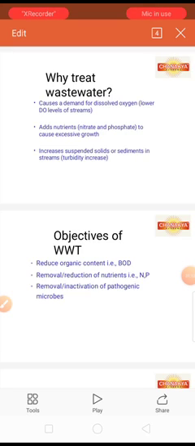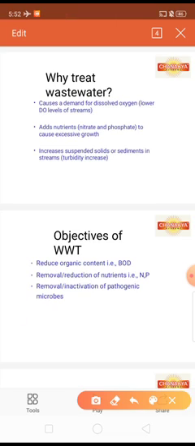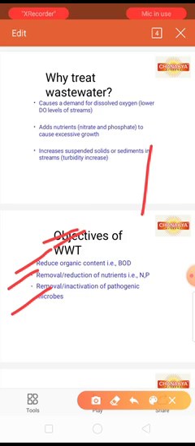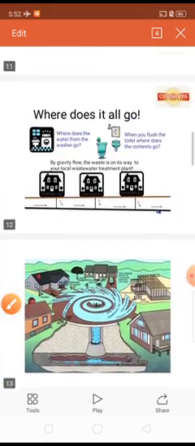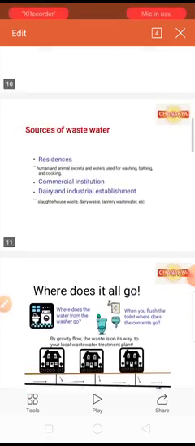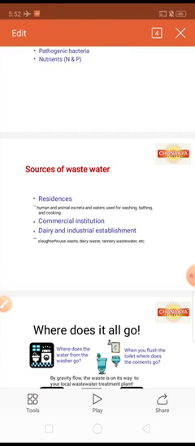So with this, we have used the primary and secondary steps to treat the wastewater. We will remove BOD, we will remove NNP, that is nitrogen and phosphorus, and we will remove the pathogens also. So this is why we are treating the wastewater. All the wastewater will be treated.